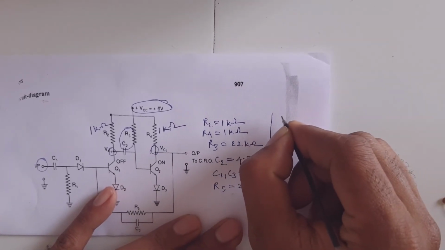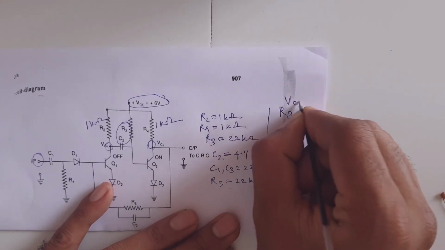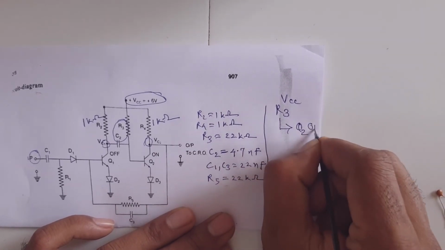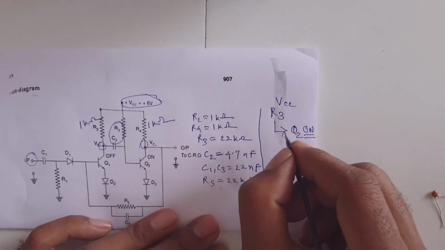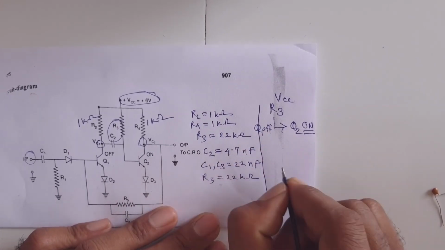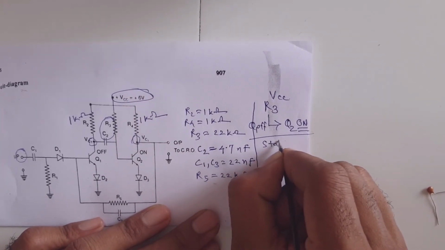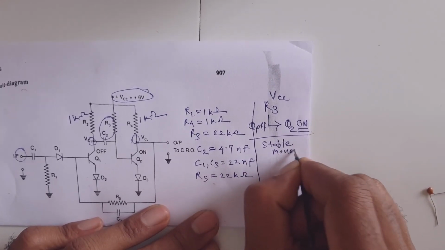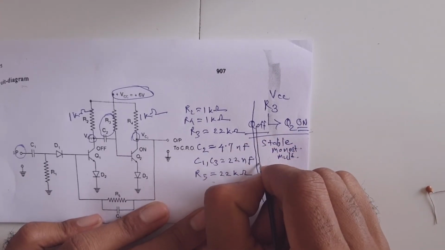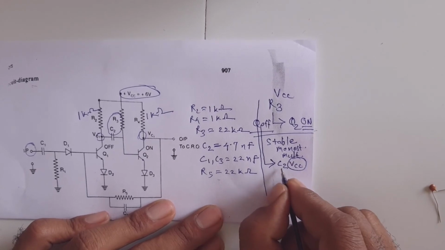From the beginning, what happens, the resistor R3 is connected to the power supply VCC. Through this power supply R3 makes Q2 on, and in this situation Q1 is off. Q2 is on and Q1 is off. Now this is the one stable state of the monostable multivibrator. Now due to Q1 being off, capacitor C2 charges to VCC.